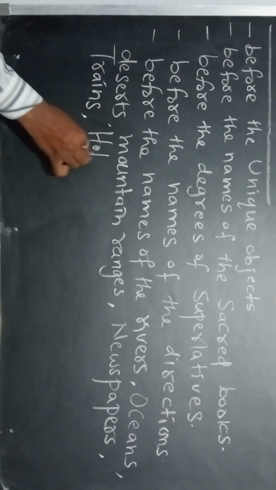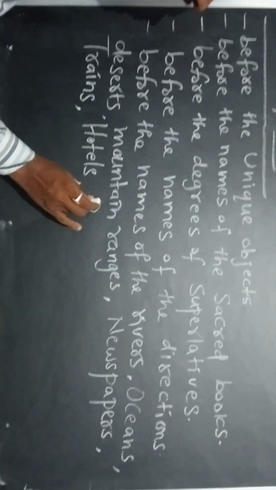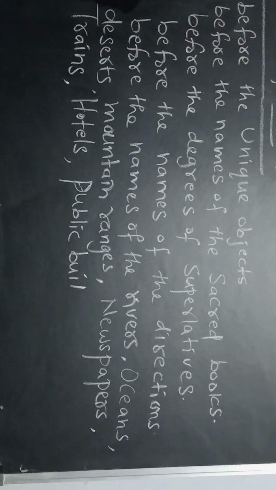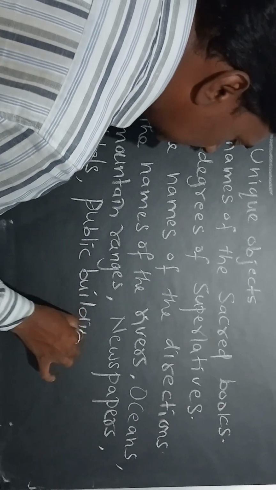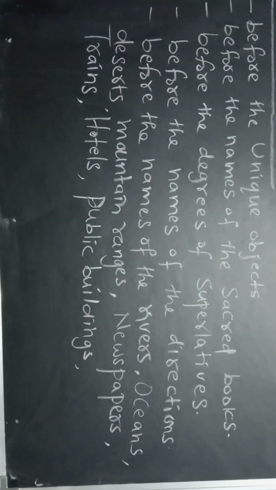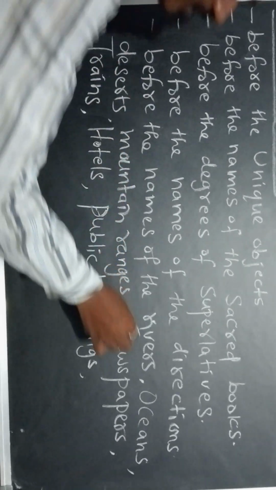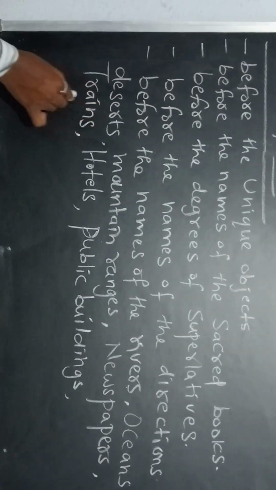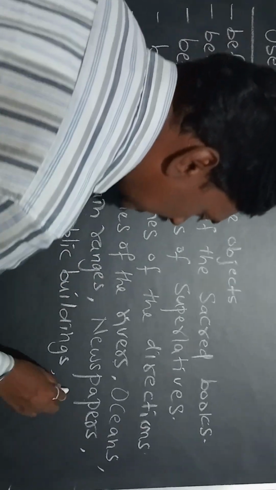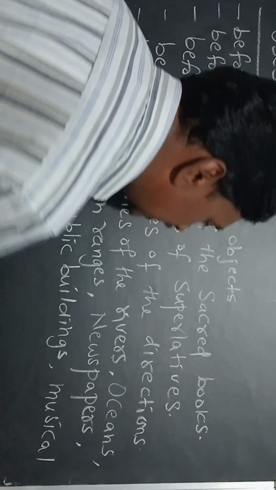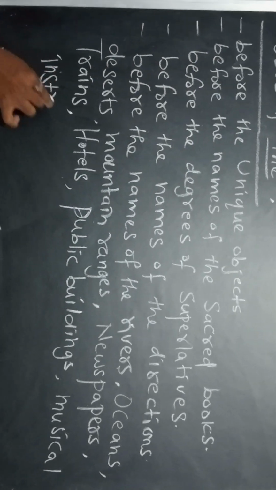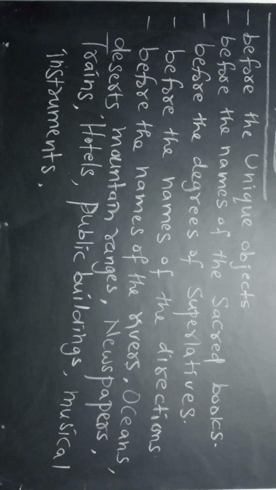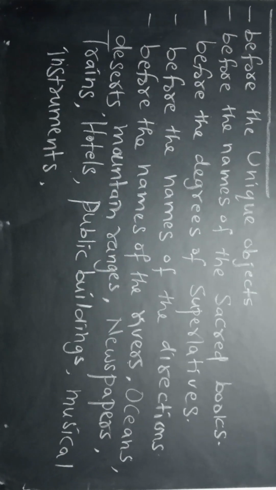Names of trains, names of hotels, names of public buildings, for example, the Parliament. And before the names of musical instruments, for example, the drum, the violin, the veena. So all these are the uses of the article the.